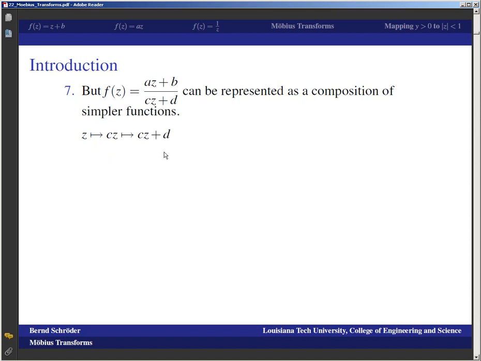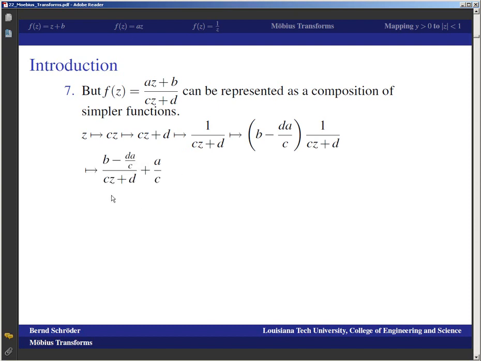I can go from there to cz plus d by just adding a number. I can go from there to 1 over cz plus d by taking this result and plugging it into the function 1 over z, the function that maps everything to its reciprocal. I can go from there to this expression, and even though this looks complicated, I'm just multiplying with a number. So this is another application of this function here. And I can go from there to this expression. Well, all I've done here is I've taken this term out front, put it in the numerator, and then added another term, so I've only applied this function one more time.